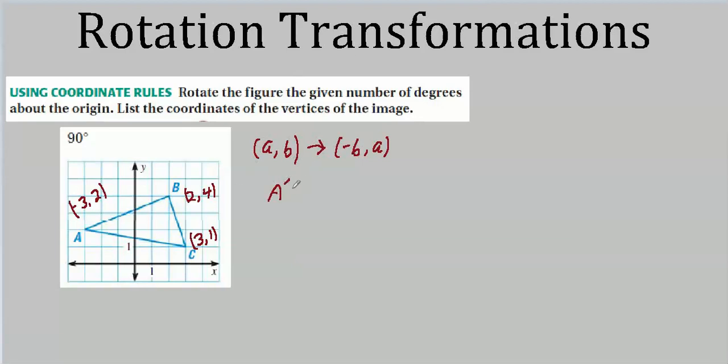So what do we have to do? We have to swap the 2 and the 3. Well, 2 and the minus 3, pardon me. The 2 becomes a negative 2. And the x-coordinate, we just switch position, but don't change the sign. So we get minus 2, minus 3. What about B prime?